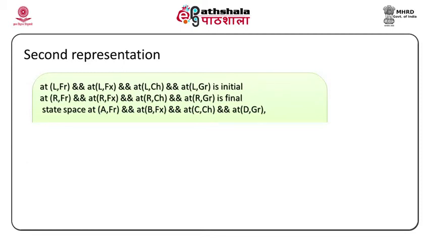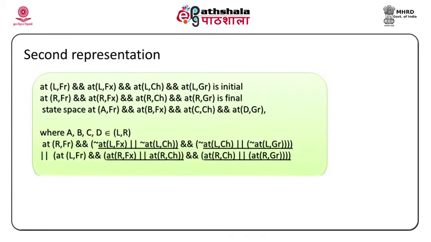Okay. But then there is some difference here. You can say that farmer is on A side, fox is on B side, chicken is on C side, and grain is on D. Okay. Where ABCD belongs to LR. Now you can see that part is also quite simple compared to the previous rule, this is more readable actually. And now let us see what the next two lines describe.